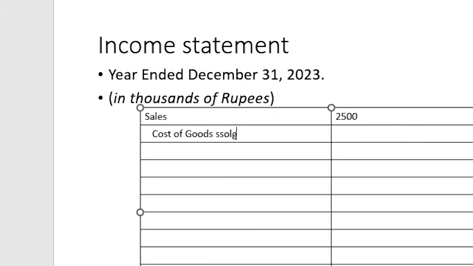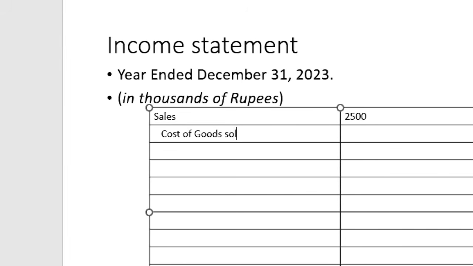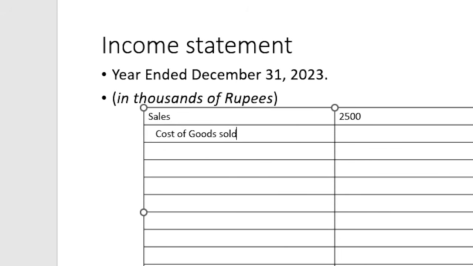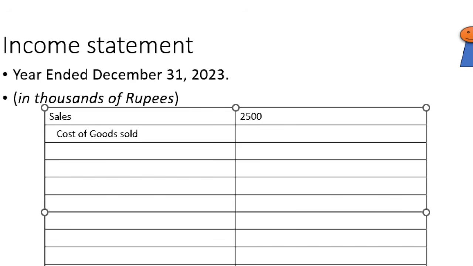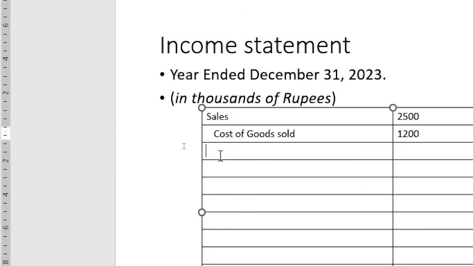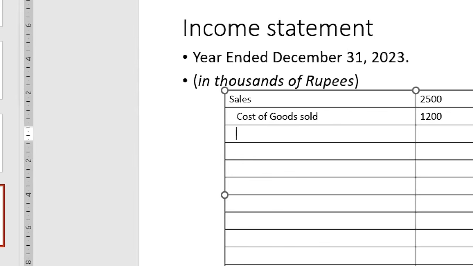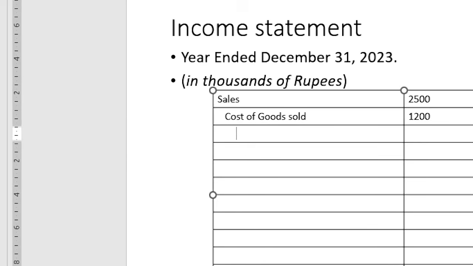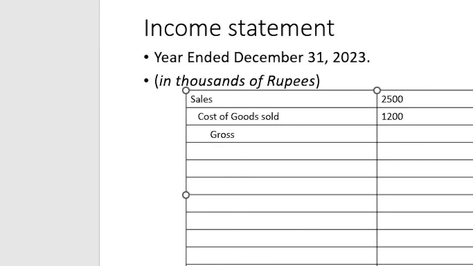Again, I'm not here to teach you about the income statement. I'm going to make something that looks like an income statement. So I'm going to say 1200 rupees was the actual cost, maybe the labor cost, the material cost, and so on and so forth. So the entire cost is 1200. So what's our gross profit? Again, I'm going to put some space here, and I'm going to say gross profit.